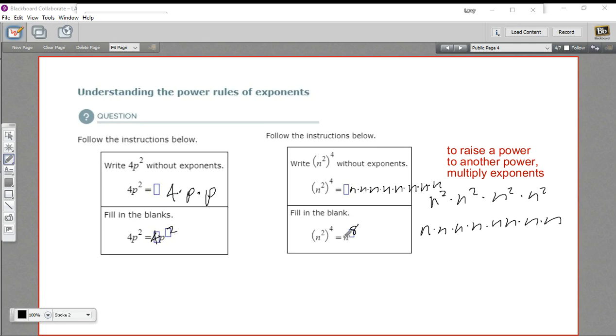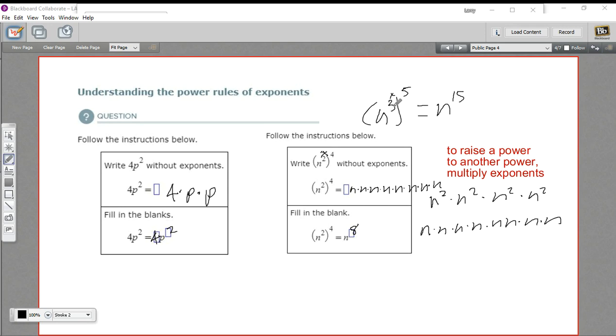And this shows us another rule. When you raise a power to another power, you multiply the exponent. So this is 2 times 4. If this had been n to the 3rd to the 5th power, you'd multiply those two exponents and you'd get n to the 15th.